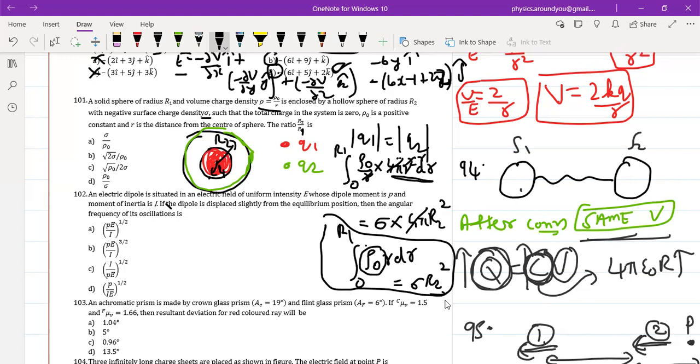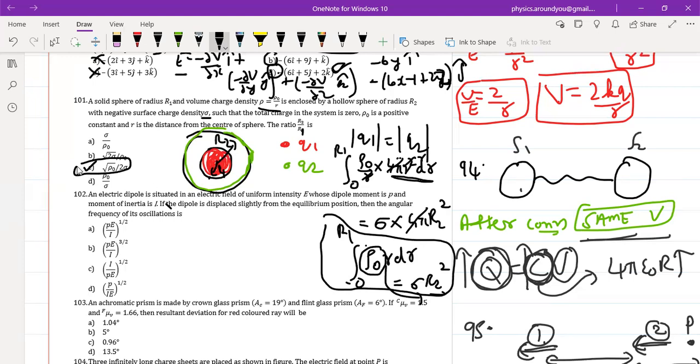You see, I need R2 by R1. Here I get R1 cutting. If I take R1 there, sigma will come to denominator. Rho naught will stay in the numerator. I take the square roots. I need rho naught in the numerator and a square root. The only option that satisfies it is C. So the right option for 101 is C.